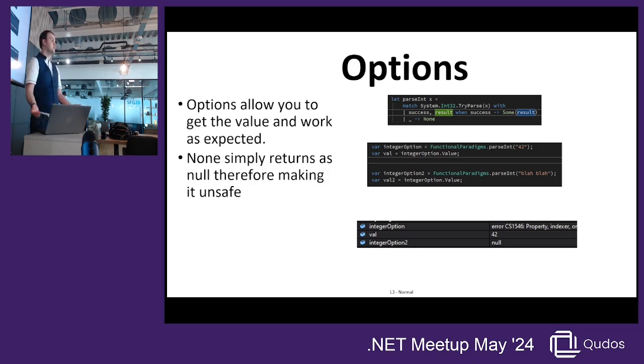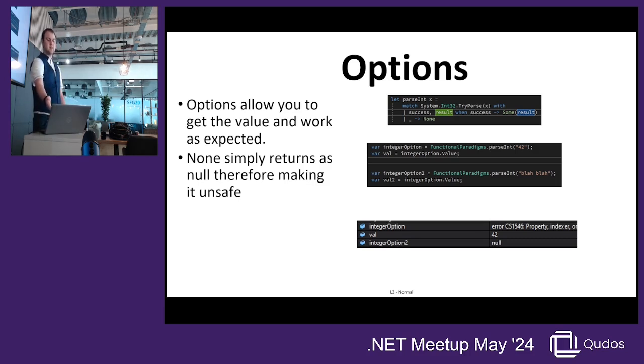Otherwise, I'm just going to return none, right? That's great if it works. So in the second snippet here, I've got, hey, can you parse me the number 42? Yep, of course I can. I can get the value out and it's fine. And as you can see in the bottom one, the first val is 42.